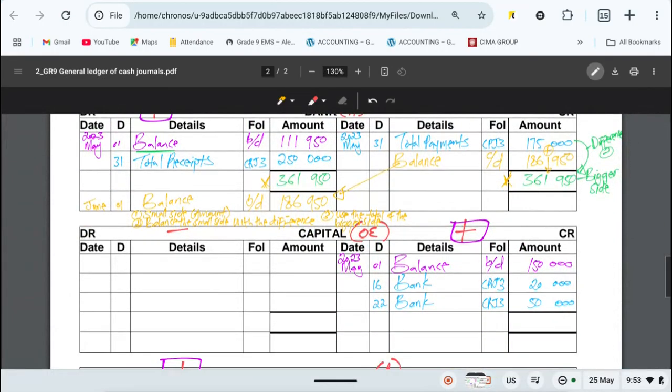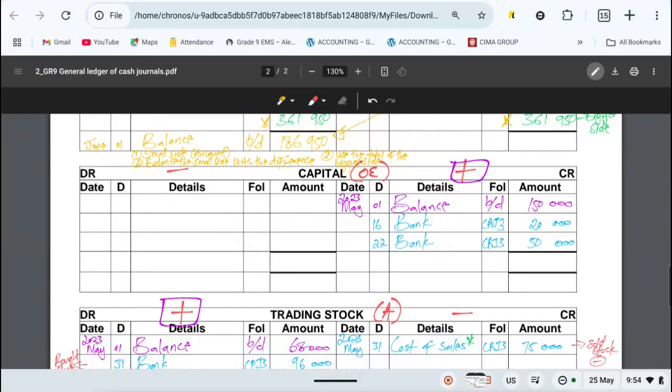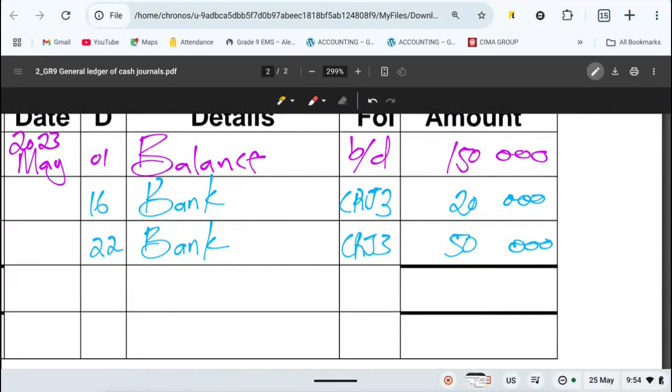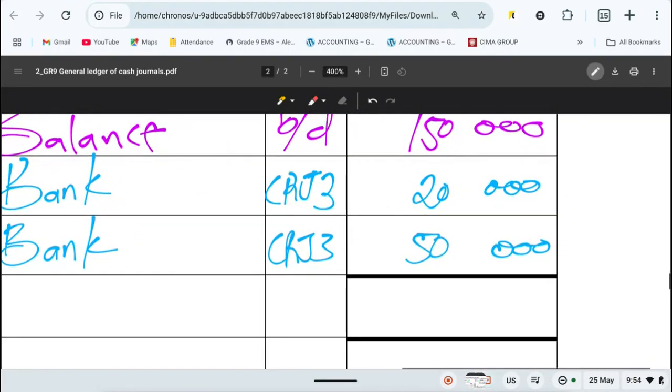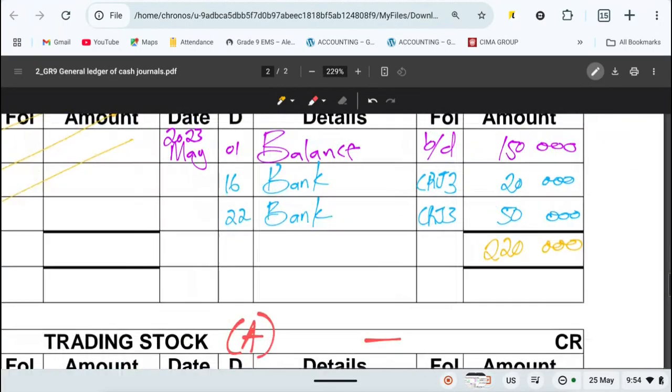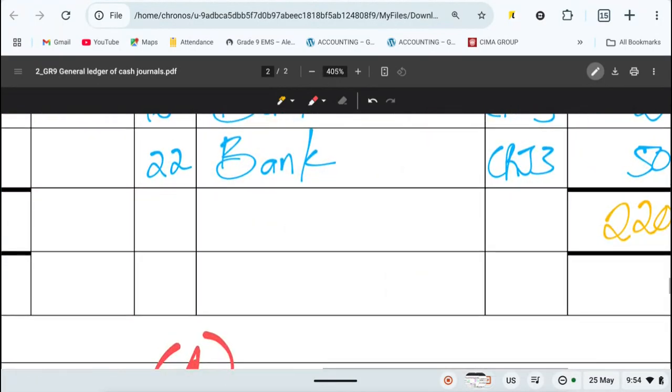Okay, and then let's move on to capital. There's nothing on the other side. So what we do is just we write the total. What is the total there? 150 is 220. So it's going to be 220. That is the total. And then we just say, oh, for next month it's going to be the same.